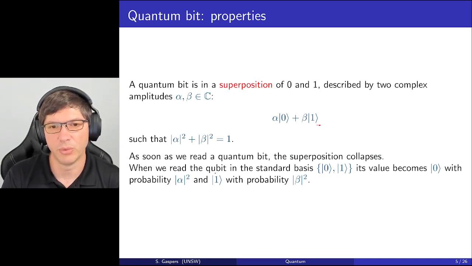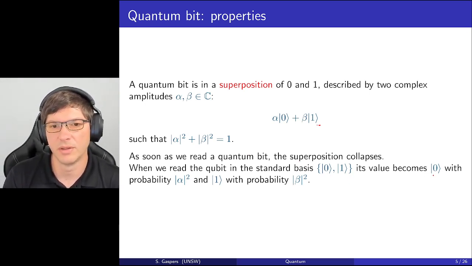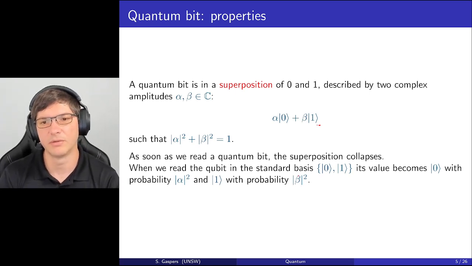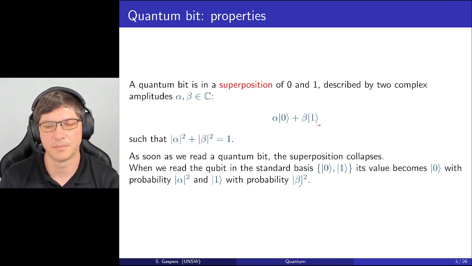One peculiar thing is that as soon as we read a quantum bit, the superposition collapses. So for example, if we read the qubit in the standard basis, ket 0, ket 1, its value instantly becomes either ket 0 or ket 1, and it becomes ket 0 with probability the square of the absolute value of alpha, and it becomes ket 1 with probability the square of the absolute value of beta.